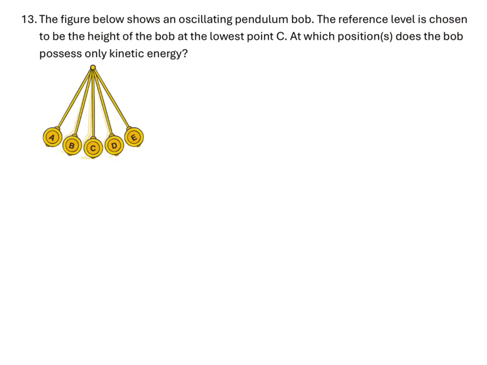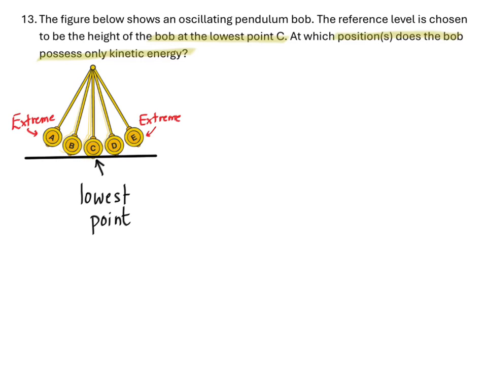Next, we have a figure which shows an oscillating pendulum bob. The reference level is chosen to be the height of the bob at the lowest point, which is C. So C is at the lowest point. It's asking us at which position the bob possesses only kinetic energy. Now let's draw a line to show the ground level. A and E are extreme positions, and at extreme position the bob will come to rest for a moment. That means kinetic energy will be equal to 0, and it is lifted up, so GPE will be maximum.